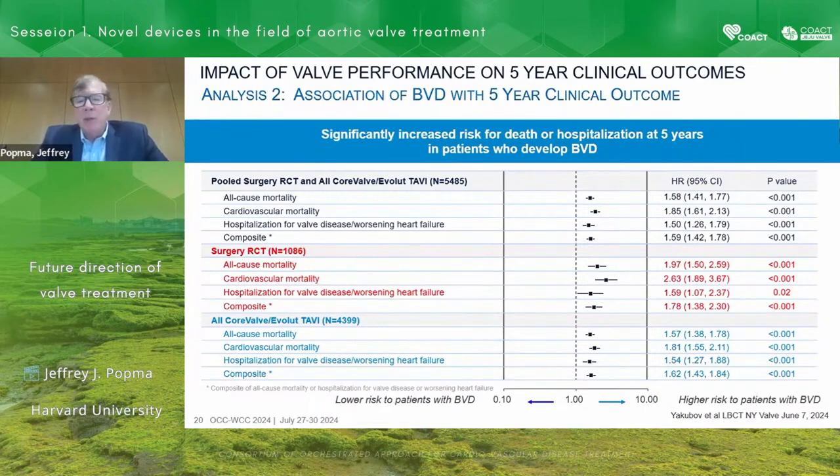Here's the most important point, and that is we were then able to correlate the occurrence of bioprosthetic valve dysfunction, which began at 30 days, with 5-year mortality, 5-year cardiovascular mortality, 5-year hospitalization. And this was true in the pooled analysis, in the surgery sub-analyses, and most importantly, in those patients who were treated with TAVR devices. These were very, very important findings.